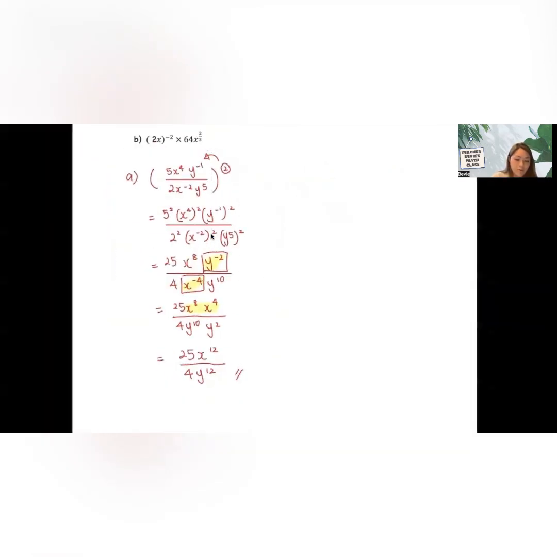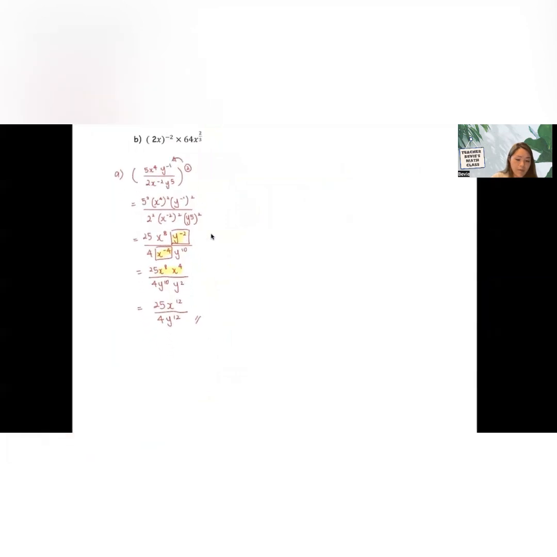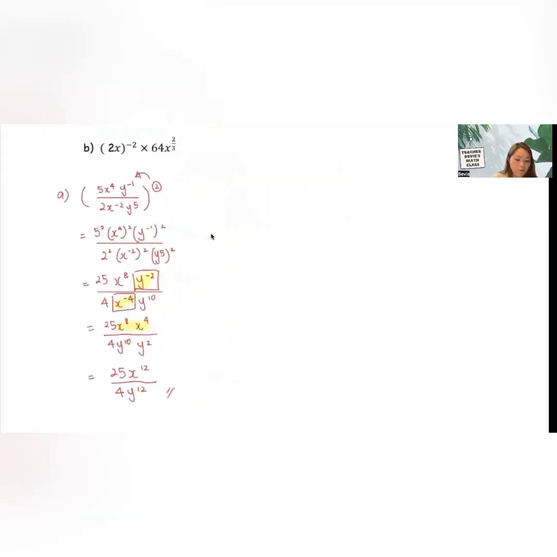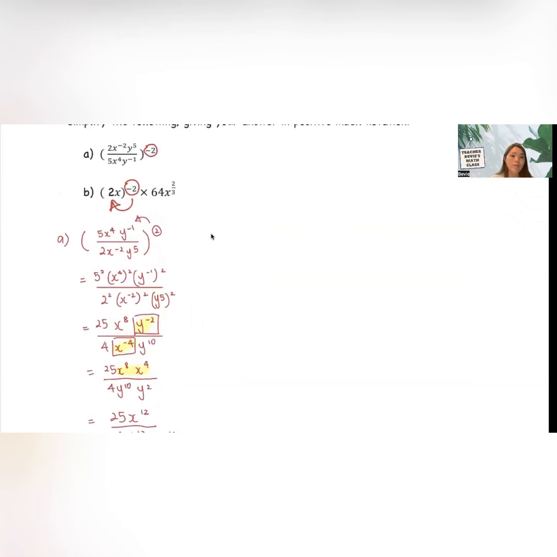Okay, and then from here, let's take a look at part B. I have (2x) bracket to the power of minus 2. Please take note, this minus 2, again, it belongs to every single term inside my bracket, which is 2x, and 64x to the power of 2/3. This 2/3 only belongs to your x, okay?